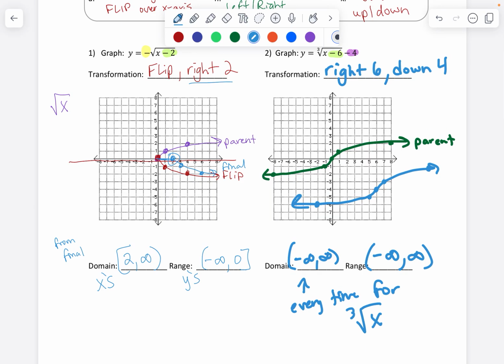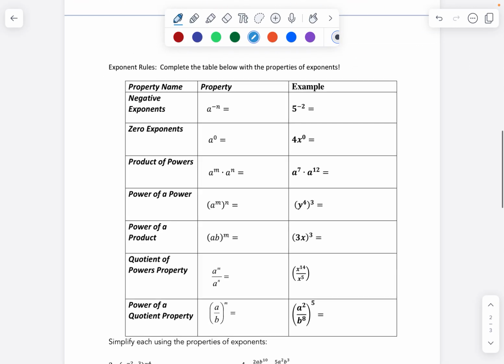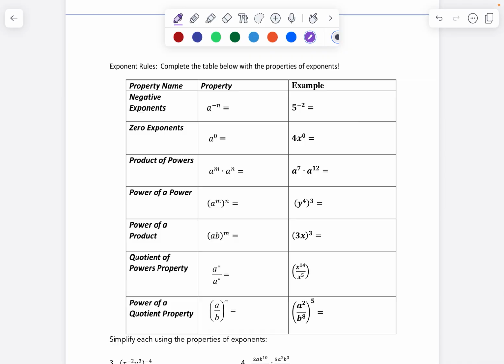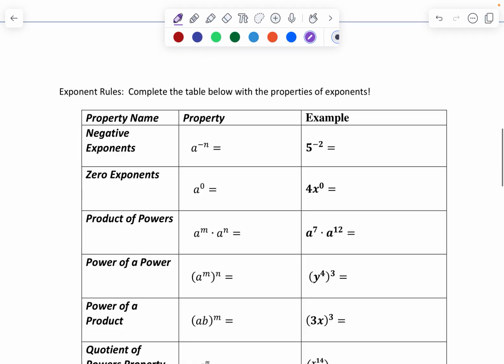Okay, so the next target was the exponent rules. Okay, so we went through these in class, but I'll go through them again. So the negative exponents, a to the negative n. Anytime you have a negative exponent, you make it a fraction, and that exponent becomes positive. Okay, so like 5 to the -2, that'd be 1 over 5 to the second, which is 1 over 25. Okay, anything to the 0 power, that's always 1.